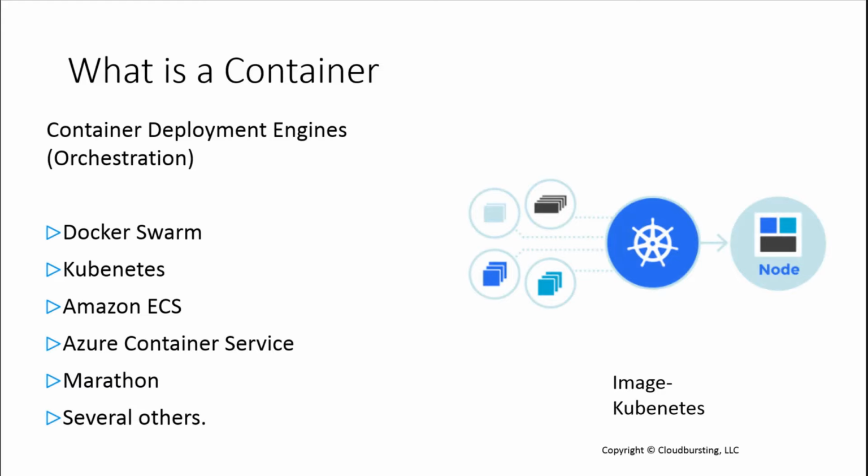And then as far as deployment engines, basically how do we orchestrate our containers? Docker Swarm is very common. Kubernetes Engine with Google is another one. Amazon ECS, if you use Amazon. Then Azure has Azure Container Service. There's Marathon as well.